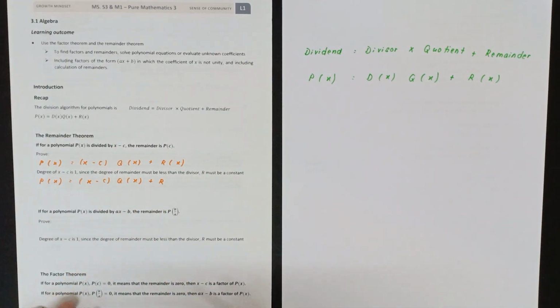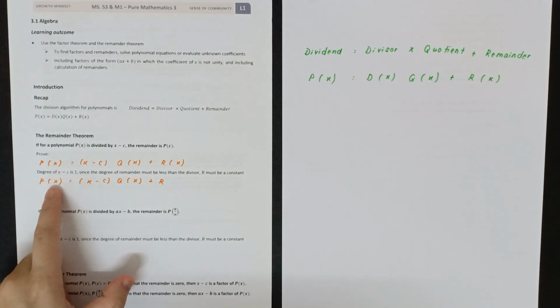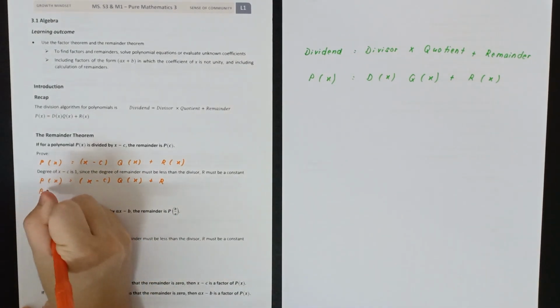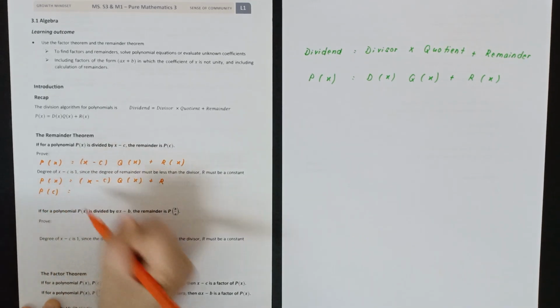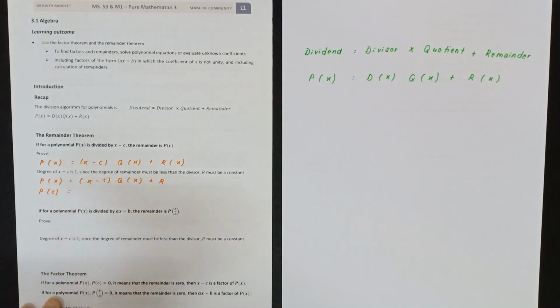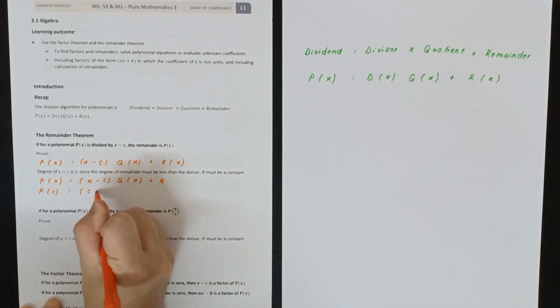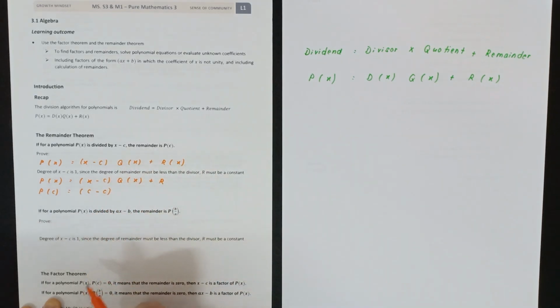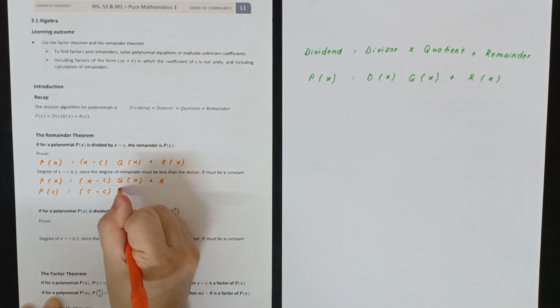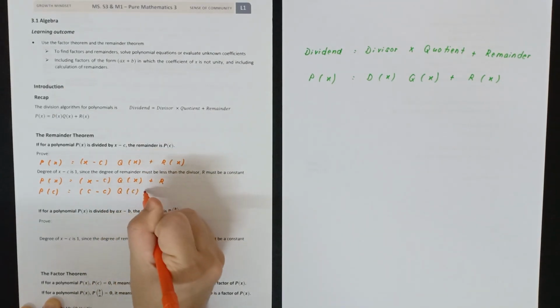Okay, so now since what we want to find here is P of c, let's try to substitute the x here. We change it into c and see what happens. So P of c is equal to, since you substitute x with c, we are doing c minus c, correct? So we are substituting all the x with c. So c minus c, q of c, plus r.